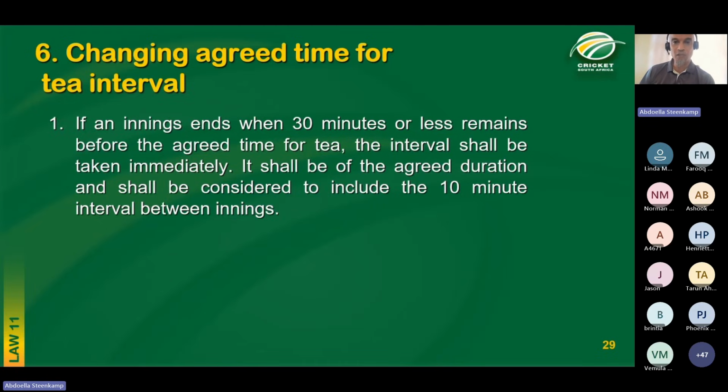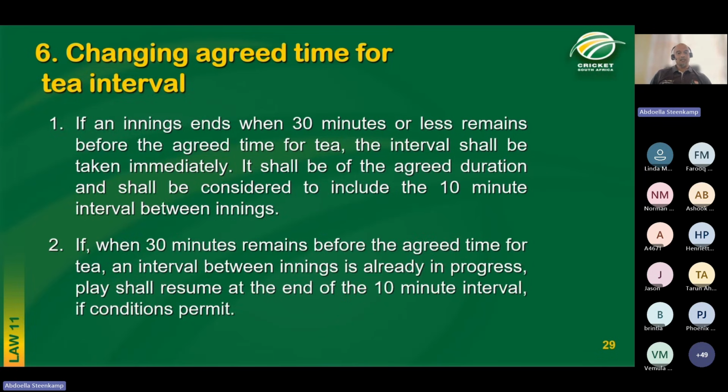Why? Because 14:40 is 20 minutes to go to tea, and because this is less than 30 minutes to go till tea, we will take an early tea. Tea will be from 14:40 till 1500 hours, 20 minutes. There will be a change of innings during tea, and we will include it in our tea interval.